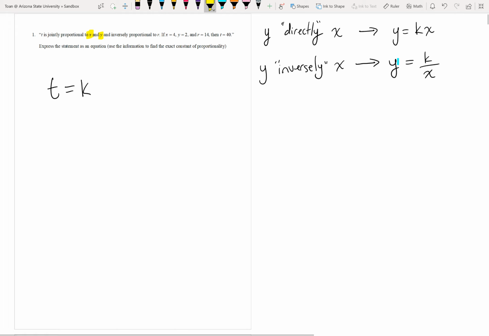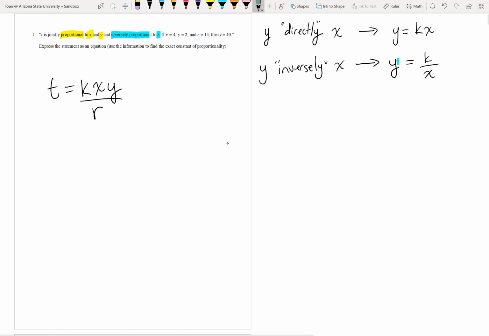But it also says inversely proportional to r. So the idea is that anything that's directly proportional will be on the top level, and anything that's inversely proportional will be in the bottom level, in the denominator. So clearly xy is on top, because that's directly proportional, and r is in the bottom.